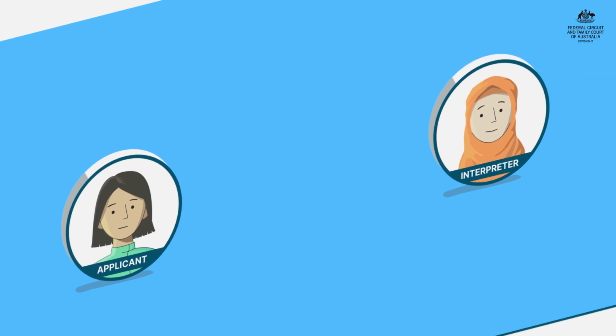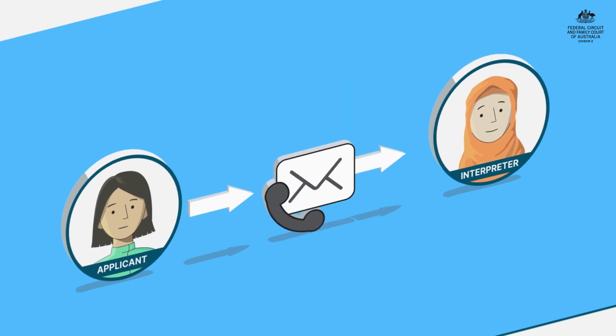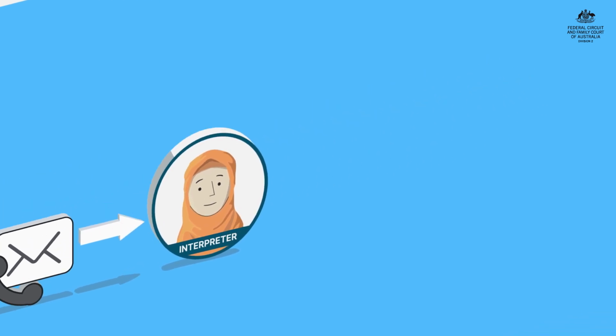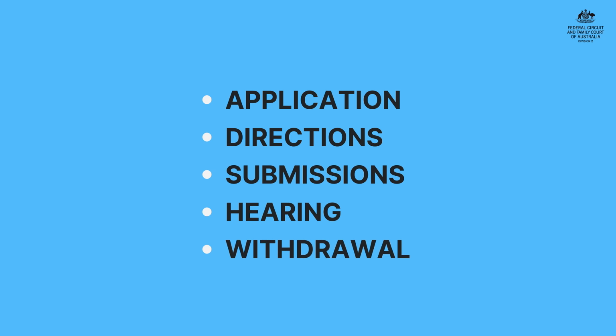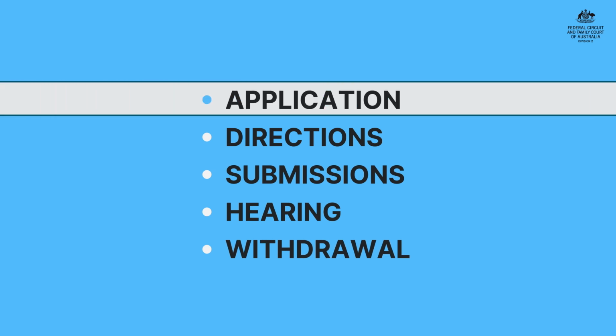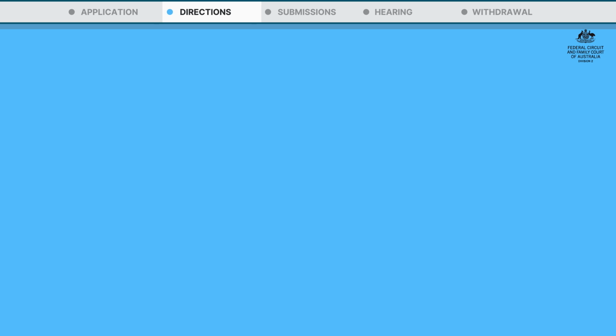If you need an interpreter to help you understand, you can ask for one. You will not be charged for this service. Now, let's look at the court process in this video. Once you apply to the court, your case will follow certain steps. At the top of this screen you'll see a bar which will help guide you. Let's take a look at each step. First, you need to apply to the court.